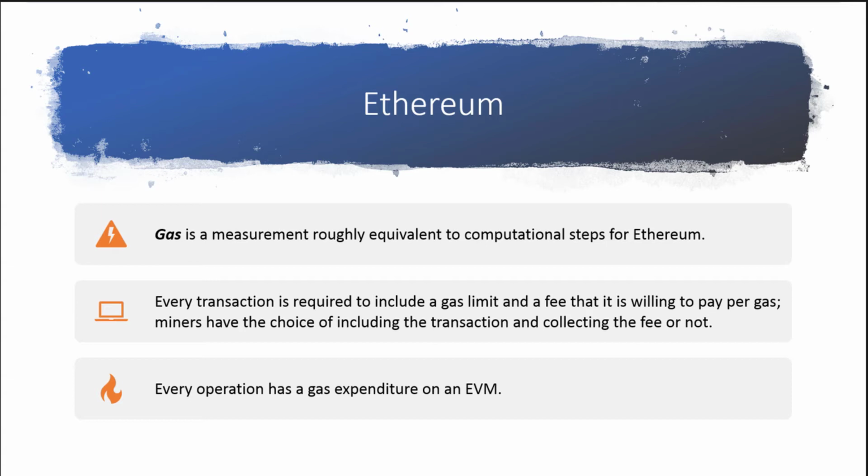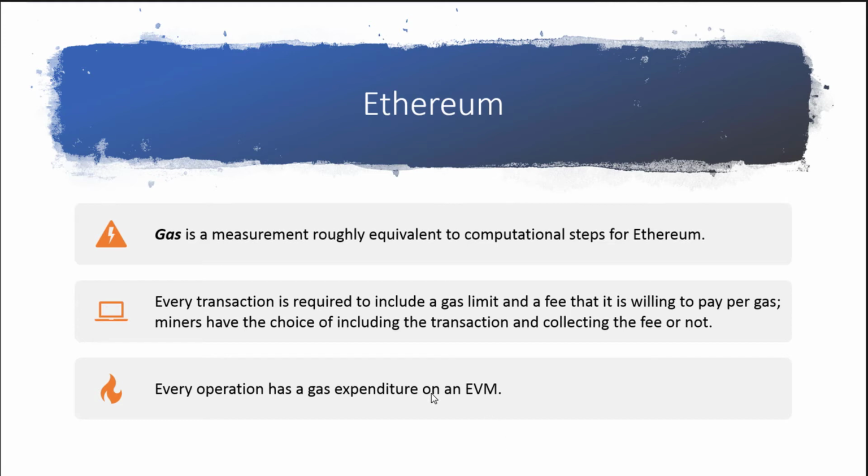Now, gas is also not really tied to the price of Ether at the time that it's running. It's basically an estimate based on computational steps. And I have a separate module that covers gas as well, because that's important to understand. Every transaction is required to include a gas limit. And of course, that's the fee that the user that's trying to include that transaction in the blockchain is willing to pay the miners, right?